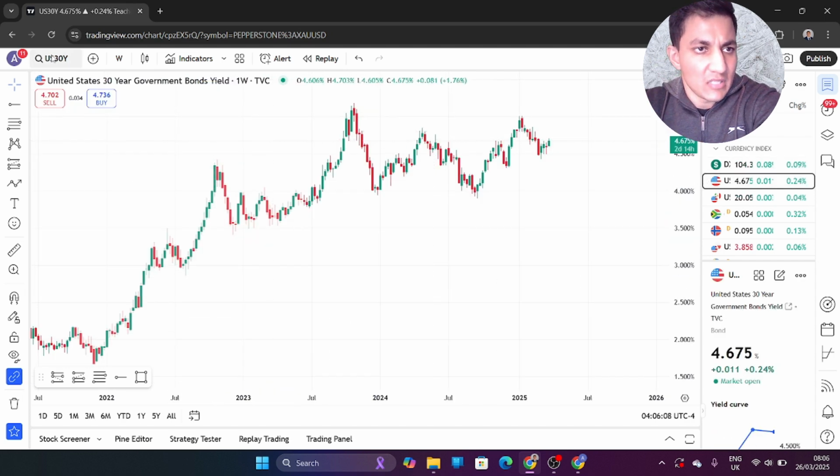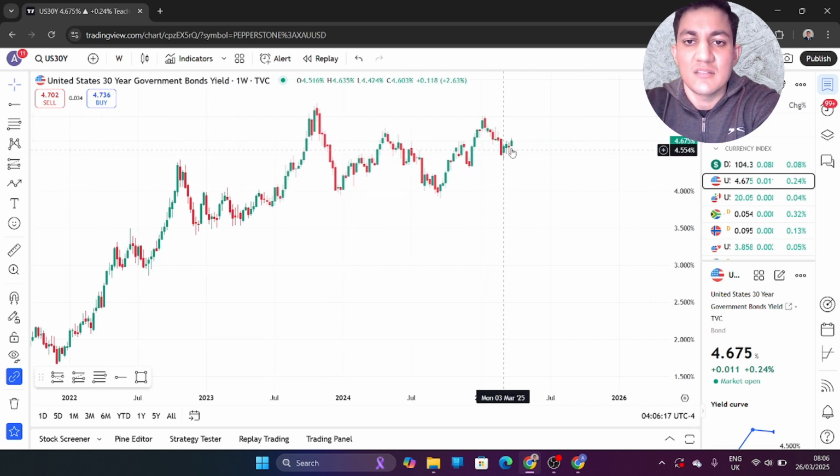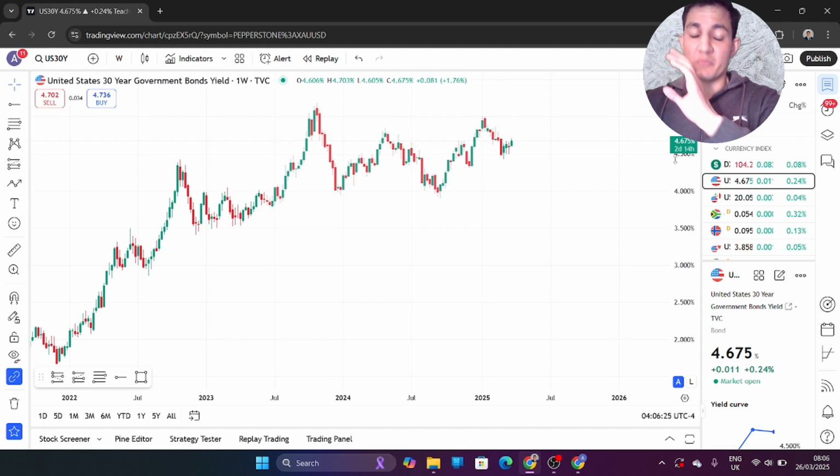Right here, if you type in US30Y on TradingView, you'll get something called the United States 30-year government bond yield. It sounds complicated. All you need to know is this is the interest rate for the US government's debt, like bonds and so on. This is something for your notes: the higher the interest rate, the more valuable the currency.